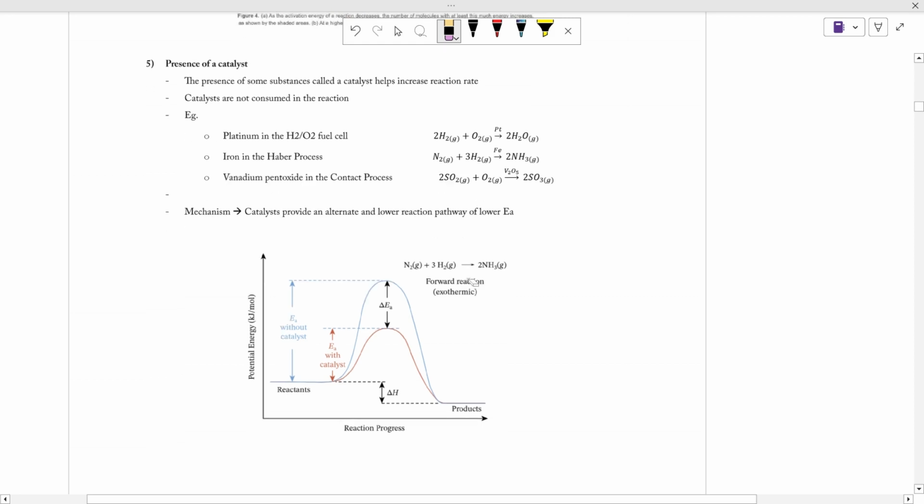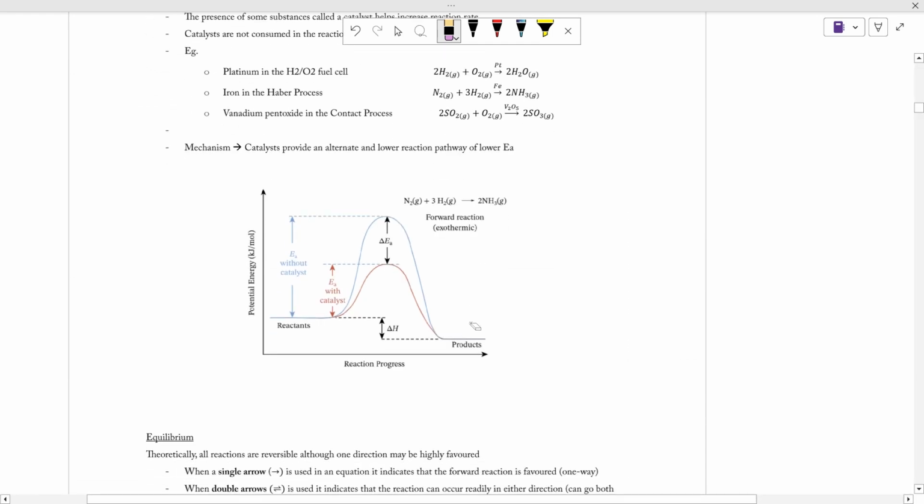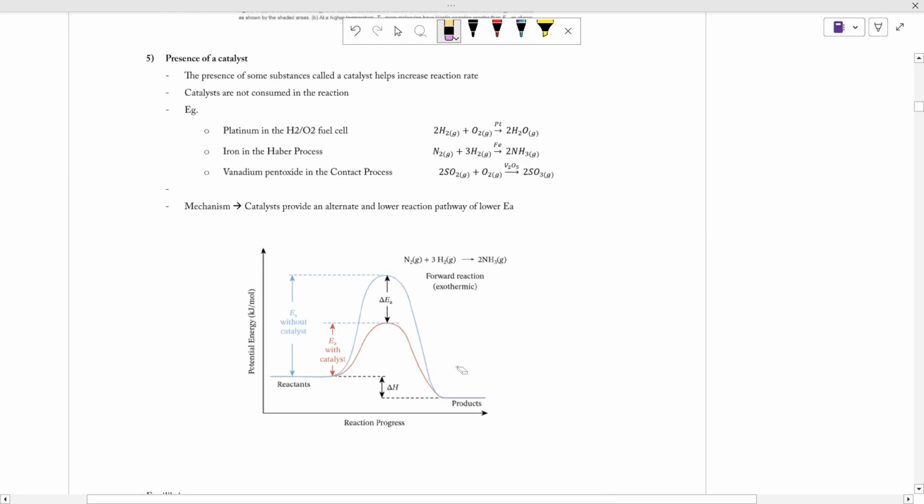And the mechanism of how a catalyst works: it provides an alternate and lower reaction pathway with a lower activation energy. So if you have a quick look at the diagram below, the blue graph basically represents the reaction without a catalyst, right? So you start off as reactants. This is called an enthalpy graph. I don't know if you guys have gone through it before, but basically reactants, and then over time become products, right?